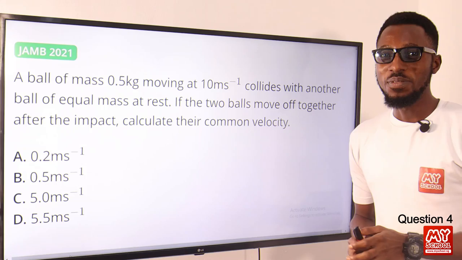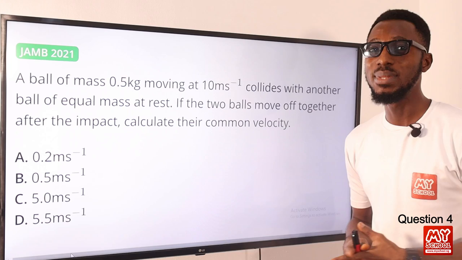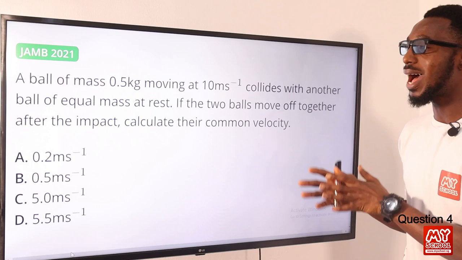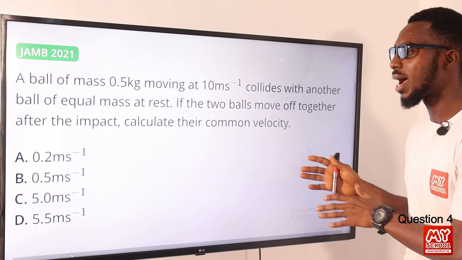Question 4. A ball of mass 0.5 kg moving at 10 meters per second collides with another ball of equal mass at rest. If the two balls move off together after the impact, calculate their common velocity.